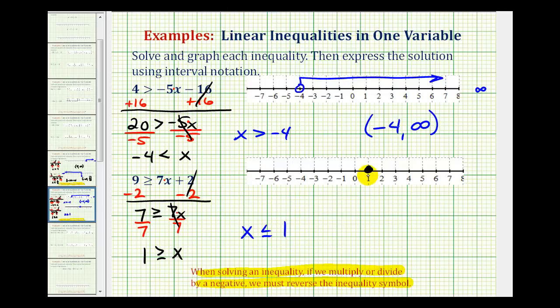Again, this indicates that 1 is in the interval. And then for numbers less than 1, we have an arrow to the left. As we move left on the number line, we would be approaching negative infinity, which means to express this interval using interval notation, we'll have negative infinity to positive 1, a rounded parenthesis before negative infinity, and then to show 1 is included, we make a square bracket. So again, we've expressed the solution 3 ways: as an inequality, as a graph, and using interval notation.